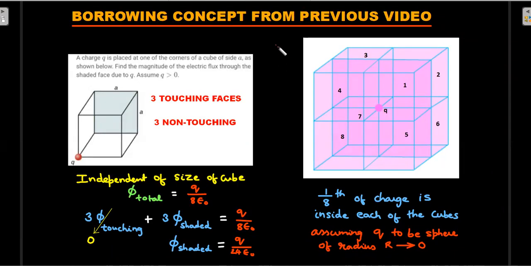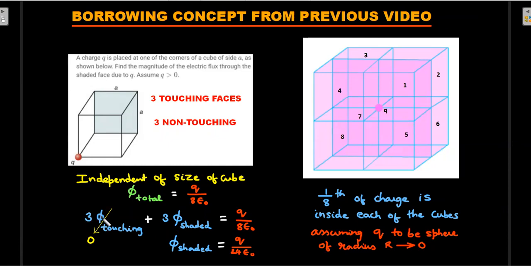Just to explain very quickly, in that video we solved for a very famous problem of a point charge which is placed at a corner of a cube, and we had to find out the flux through each of the faces. We used the symmetry of building up the cubes by ensuring that the corner of one cube is actually the center of a bigger cube. We realized during that video that there are three non-touching faces, one of the shaded ones being the non-touching face to this point charge, and there are three touching faces which are symmetrical to each of these sets. So independent of the size of the cube, the total flux associated would be 1/8 of q by epsilon naught using this symmetry logic.